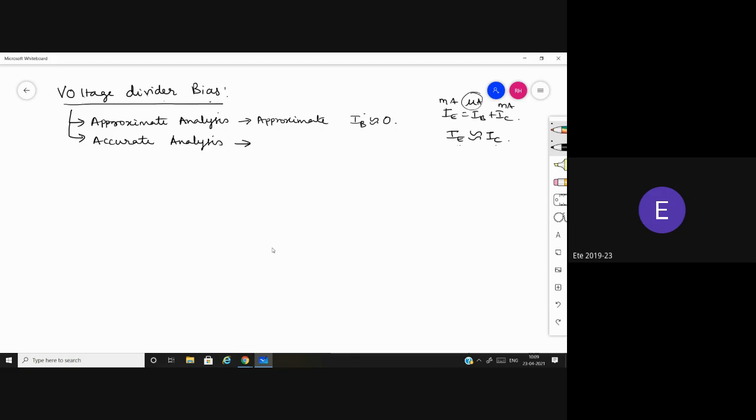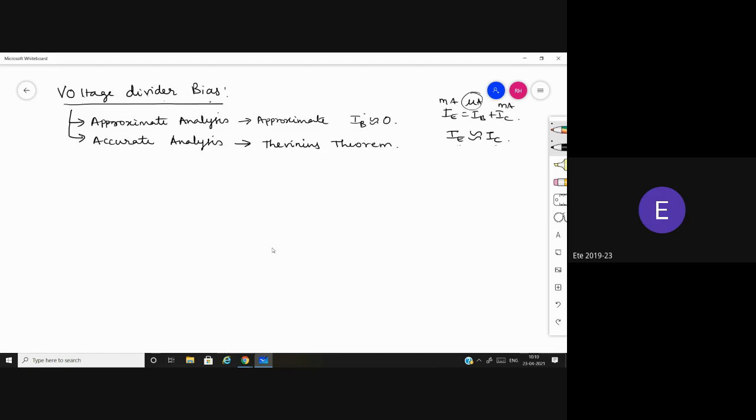But when it comes to accurate analysis, we are not going to approximate anything. We try to find the exact values. We are not going to take any approximate or average values. To find these exact values, we use Thevenin's theorem. So we are going to use Thevenin's theorem in accurate analysis. That is the main difference between approximate analysis and accurate analysis.